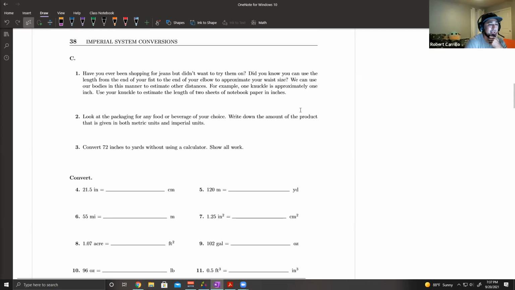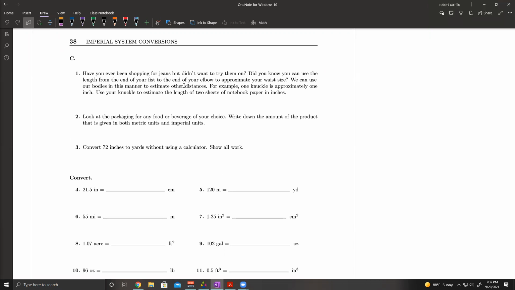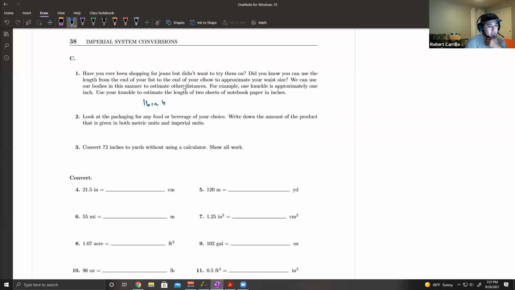Oh, that's dumb, because we know notebook paper is 8 by 11. So what would the length of 2 sheets of notebook paper be? 16 by 22. There you go. Why not? 16 inches by 22 inches. Perfect. All right. 2, look at the packaging for any food or beverage of your choice.